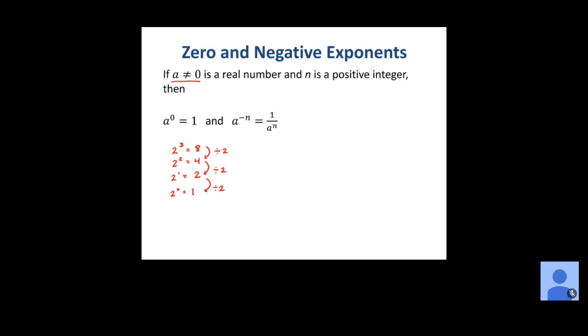The same thing happens regardless of the base, right? If I were to do 3 to the 3rd power, that would be 27. 3 squared is equal to 9. 3 to the 1st is equal to 3. Again, this time I'm dividing by 3 each time. So if I want to go to 3 to the 0 power, I'm going to have to divide this by 3 again. And so this is going to give us 1. And so that's why anything to the 0 power, you're always going to get a 1 there.